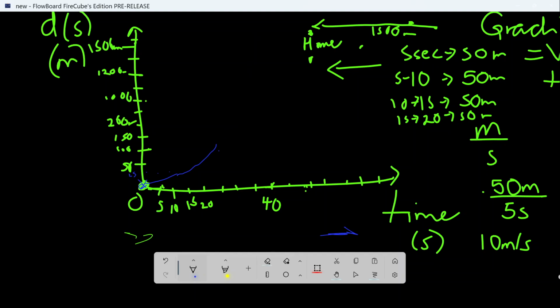Let me just draw this slightly more smoothly. Let's give it another try. Let's have something that looks like that. Something that looks like this. What could this possibly be?